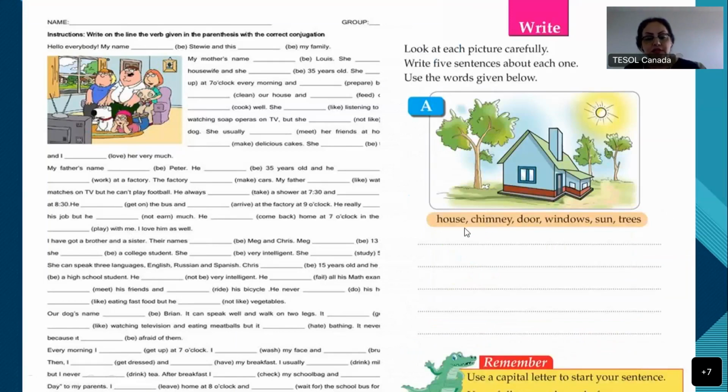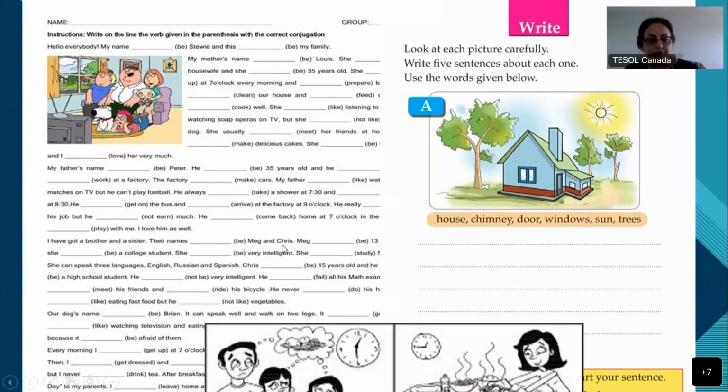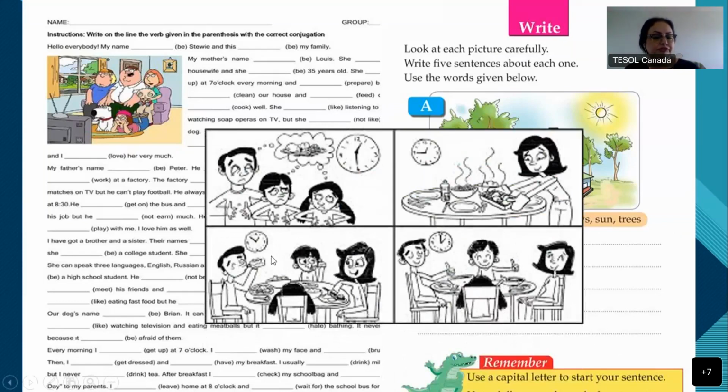You can even give them the key words that you'd like your students to use. So you say, write 5 sentences, but I want you to use house, chimney, door, window, sun, and trees. This is at the level of sentence writing, but in a way you control that they use the new words. But here, it's kind of freer practice. Look at these pictures and write the story. Look at this picture and write 1 sentence for each. It depends on the level. Maybe they just look at it and write 1 sentence, or they can write a paragraph, or even write a story.